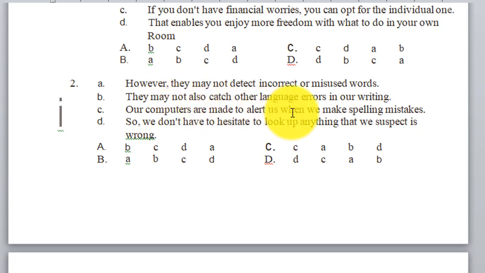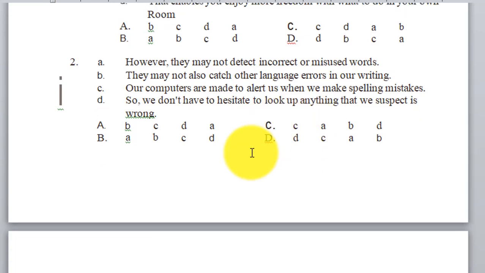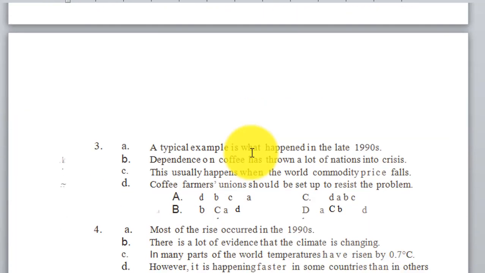They may not just also catch other language. No, our computers are made to alert us when we make spelling mistakes. Absolutely. It talks about the computer, one of the uses of computers. Absolutely right. So that's the title, the subject of this paragraph. This is the paragraph that begins with C. So which is the choice? C, because it begins with C. I don't need to read the others. So the answer is C.